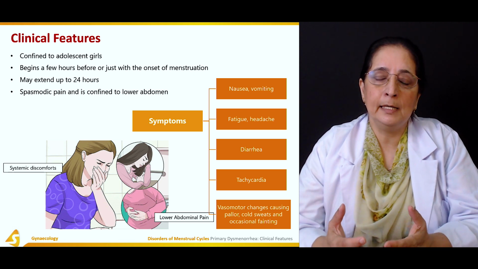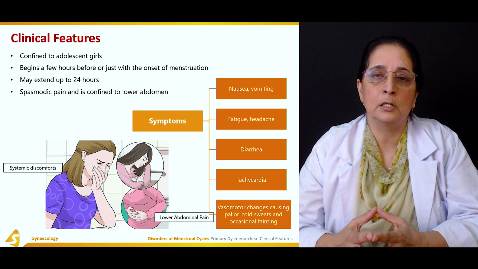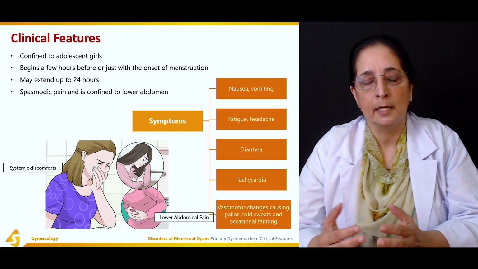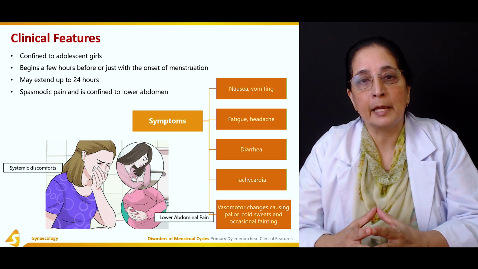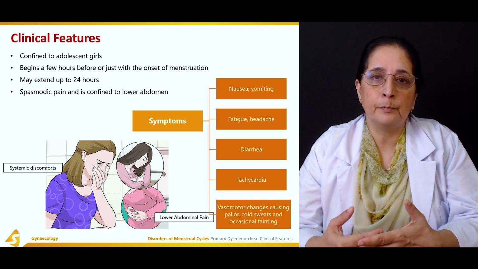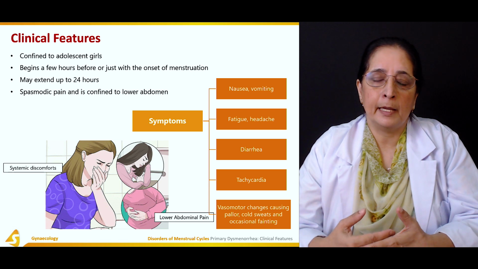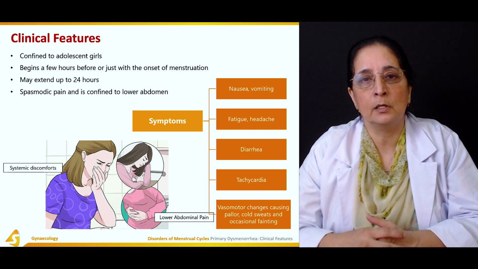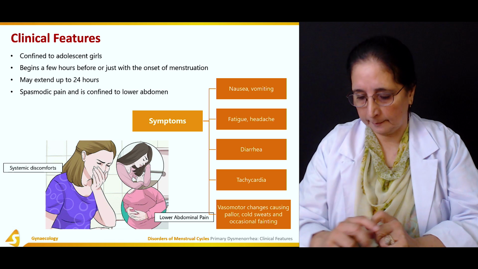A lot of people really have bad headaches with the onset of menstrual cycles, which are labeled as migraines. So every month when they have a menstrual cycle, they get migraines, and migraines are usually also associated with nausea and vomiting.